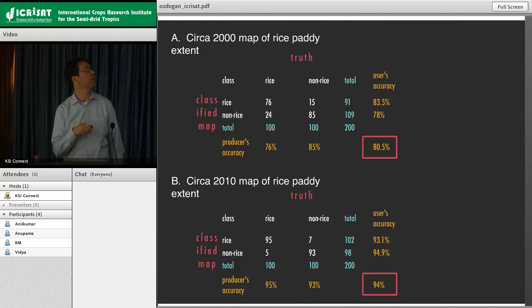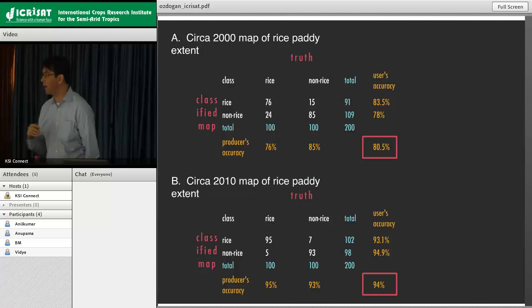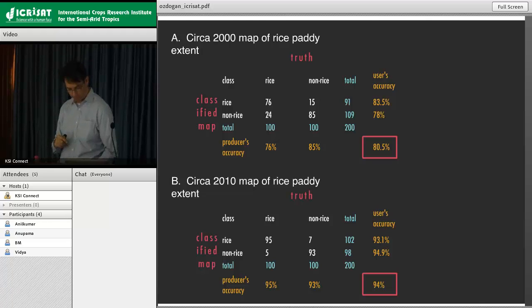It turns out that the year 2000 map is about 80% accurate, and the 2010 map is 94% accurate. And the reason for the big difference is because in year 2000 we had access to a smaller number of observations than in year 2010. So another lesson that we've learned is that the number of observations really matters over the course of the growing season.